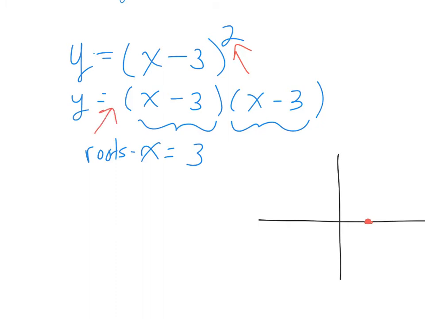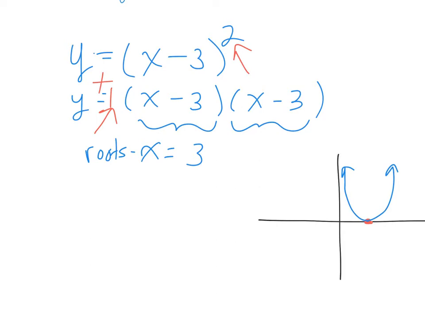Now, assuming our stretch factor is 1 here, it means our leading coefficient is positive. So what this would look like would be a parabola that opens upward like that, touches but doesn't cross that x-axis. Hopefully that's familiar to you.